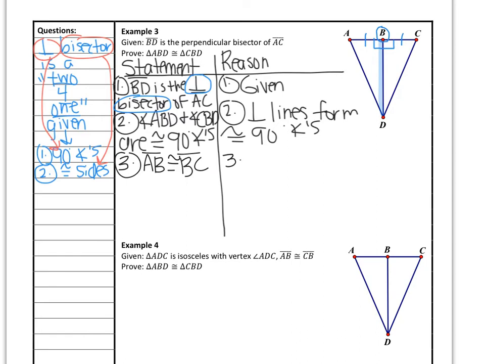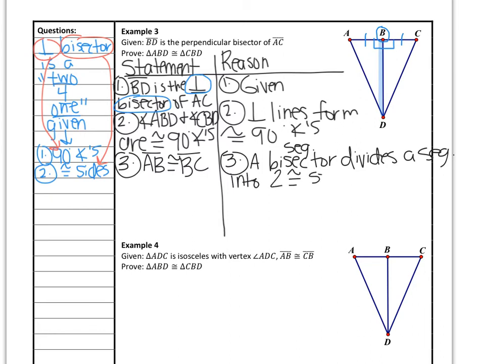And what we have to do over here is define the bisector word. So you have to say a segment bisector divides a segment into two congruent segments. Okay, so you see we've used the perpendicular definition here and the bisector definition down here. So two pieces, 2 for 1.